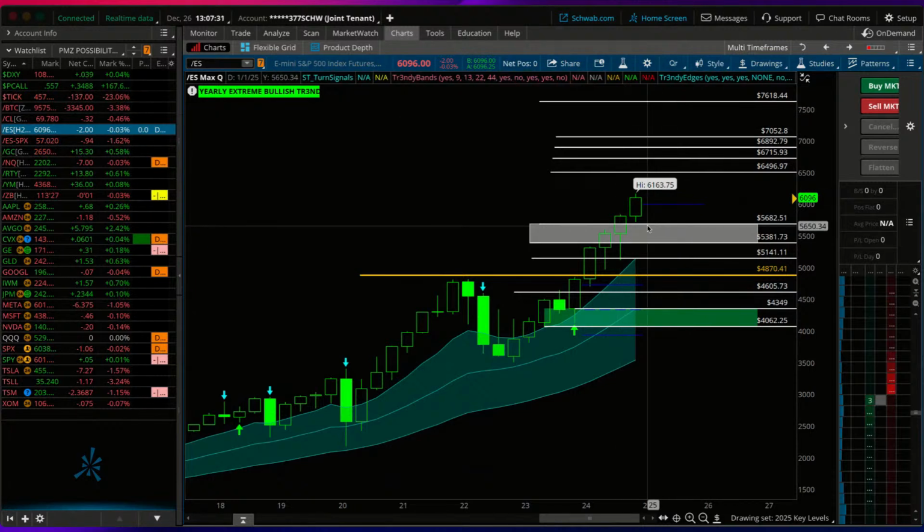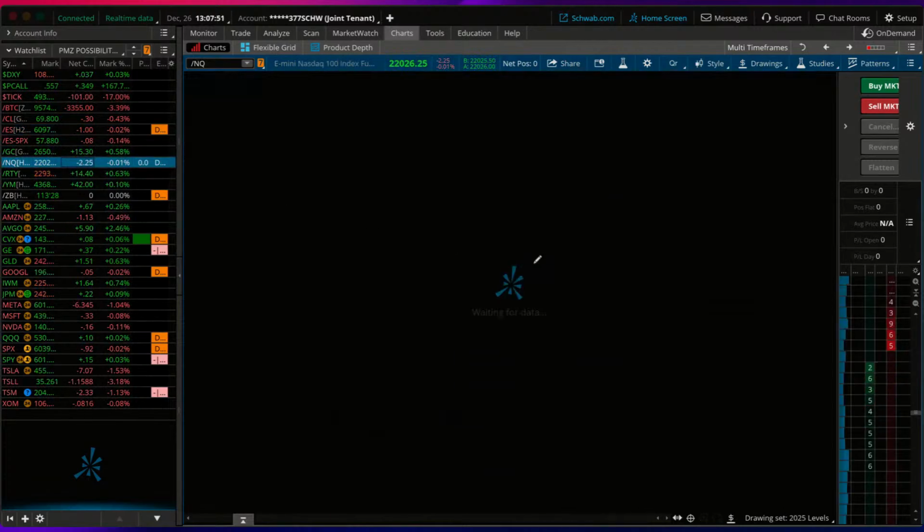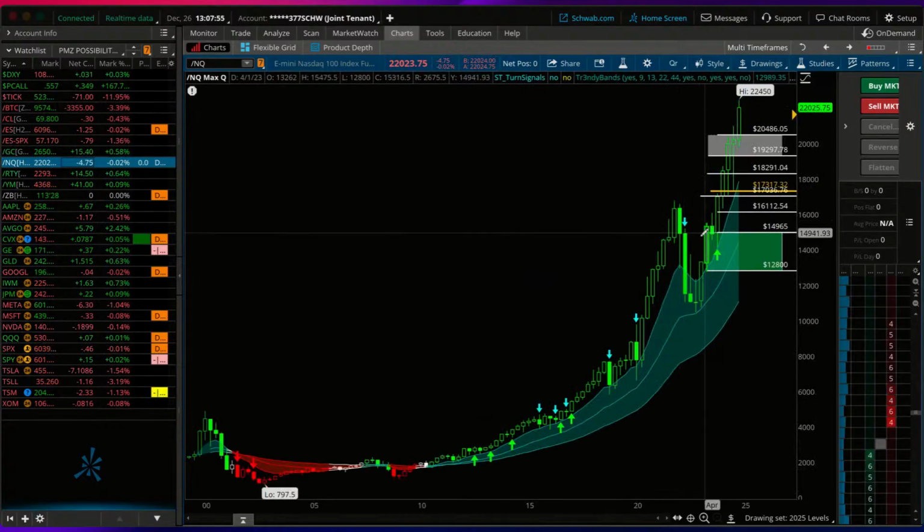If the market has a similar move to this year, 70.50 by 76.18 would be my target for 2025. All right, now I want to look at the NQ or the NASDAQ futures the same way.